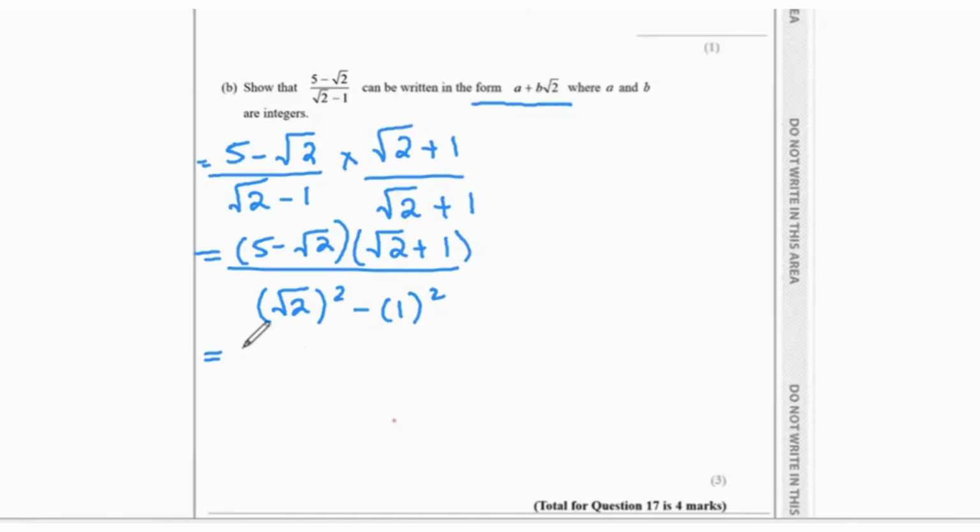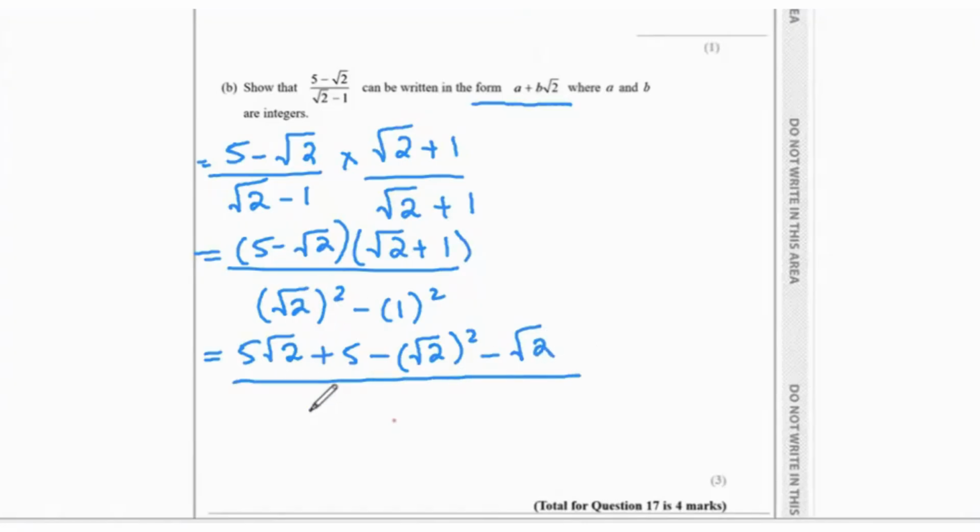So 5 times root 2 is 5 root 2. 5 times 1 is 5. Negative root 2 times root 2 is negative root 2 squared. And negative root 2 times 1 is negative root 2. Square of root 2 is going to be 2. 1 square is 1. So that's 5 root 2 plus 5 minus 2 minus root 2.